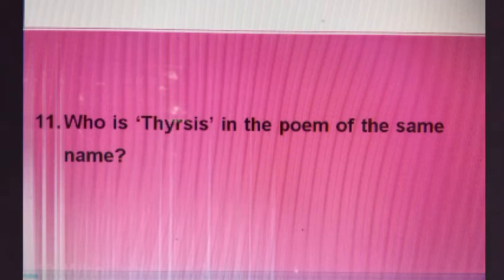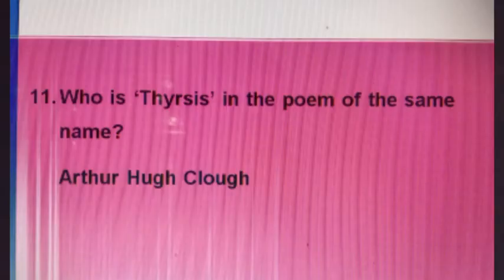Now the 11th question. Who is Thyrsis in the poem of the same name? Thyrsis is a poem written by Matthew Arnold. Who is Thyrsis? Answer: Arthur Hugh Clough. Who is Thyrsis in the poem of the same name written by Matthew Arnold? Arthur Hugh Clough.